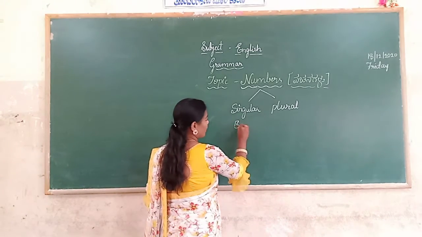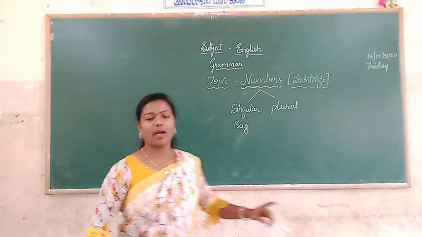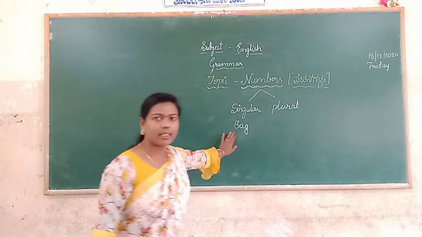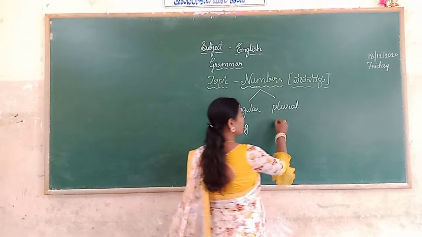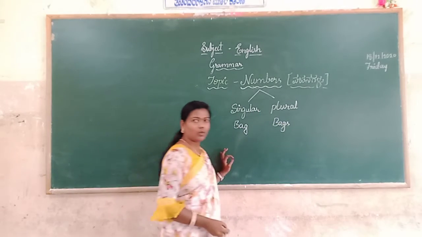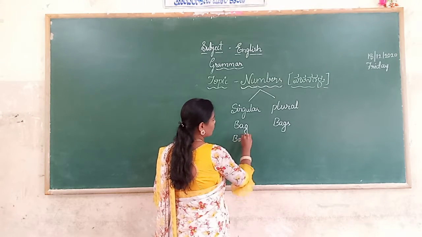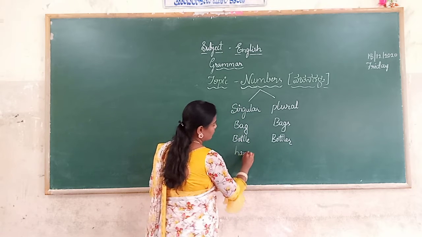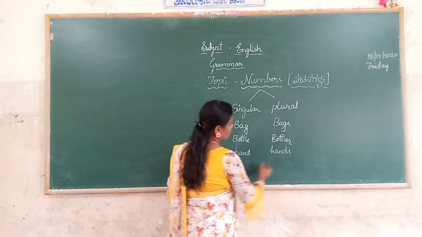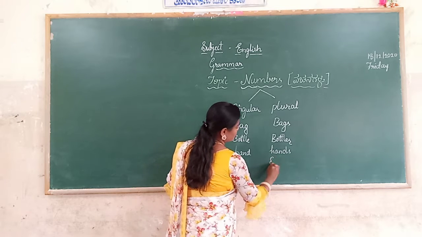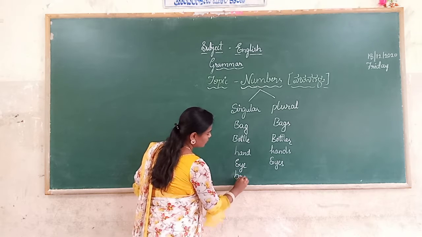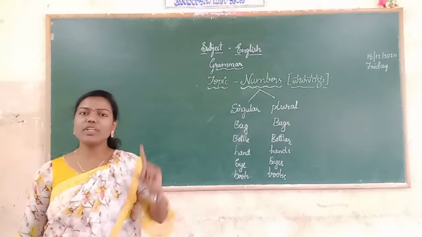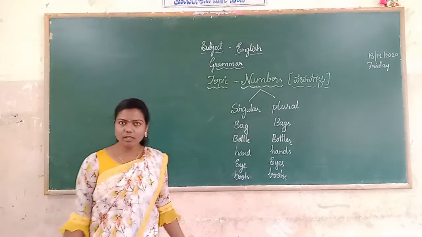For example, bag. How many bags do I have? Dear student, I have only one bag, so bag is singular. If I have two bags, bags, it is plural. Next one, bottle, bottles. Hand, hands. Eye, eyes. Book, books. So singular refers to only one and plural refers to more than one.